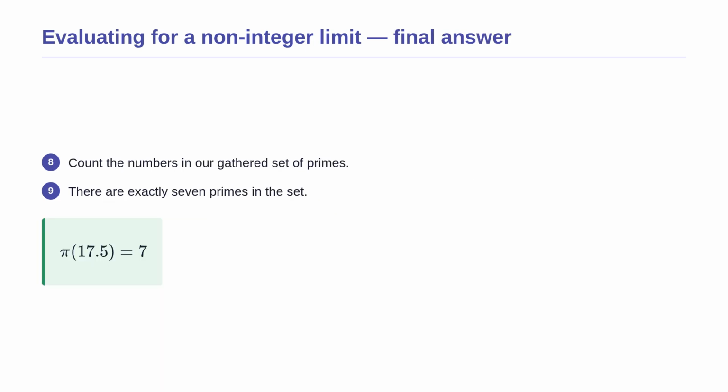To finish the problem, we count the numbers in our gathered set. We find there are exactly 7 primes. So, pi of 17.5 equals 7. Because there are no new primes between 17 and 17.5, the total count does not change. This shows that the function's value remains completely flat between the integers 17 and 19. Evaluating the function at 17 and at 17.5 will give you the exact same result.